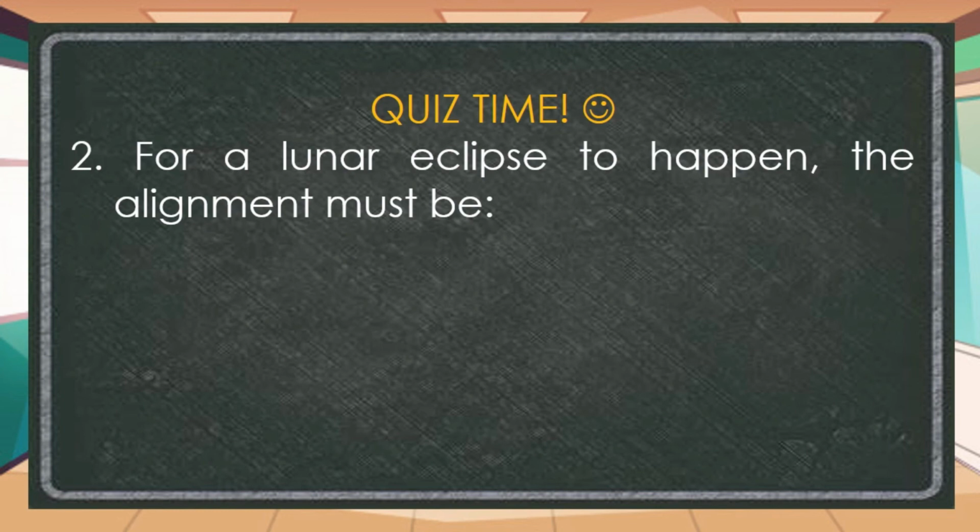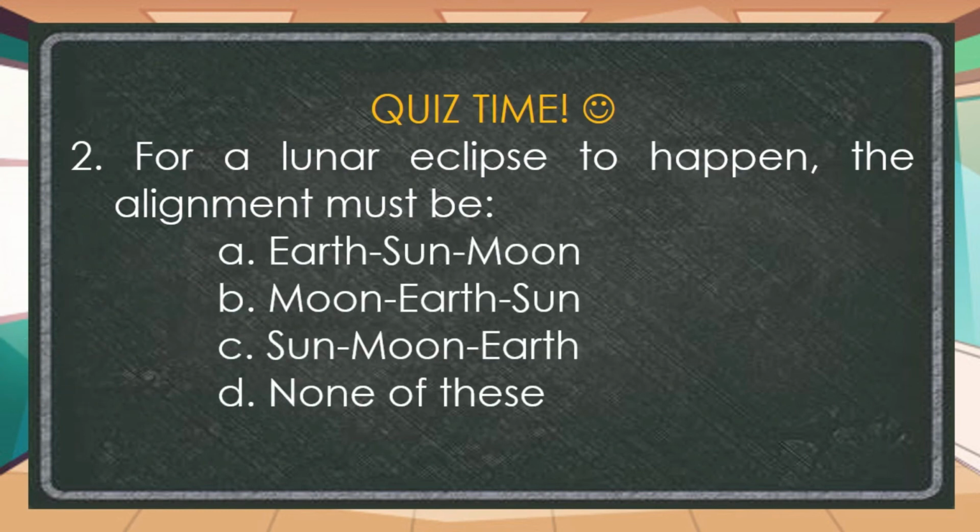Number 2. For a lunar eclipse to happen, the alignment must be A. Earth, Sun, Moon, B. Moon, Earth, Sun, C. Sun, Moon, Earth, or D. None of these.